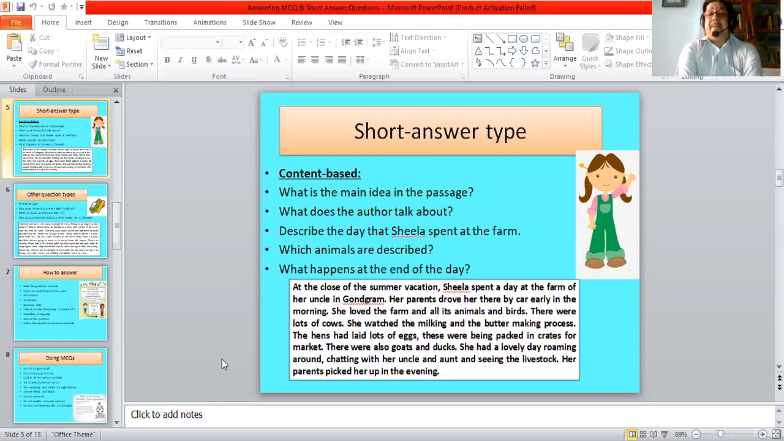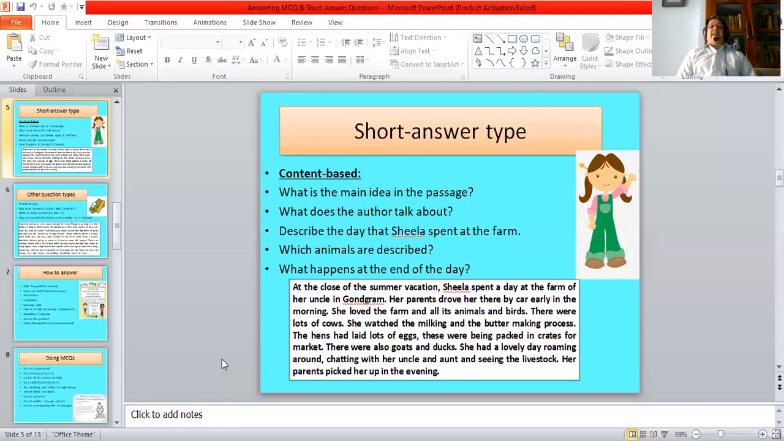Describe the day that Sheila spent at the farm. Here you have to describe all the things that she did. She was dropped by her parents at the farm, and she loves it, and all the animals and birds. She watches the cows and the milking and butter making. She also sees the hens and the eggs being packed in crates, and she looks at the goats and ducks also.